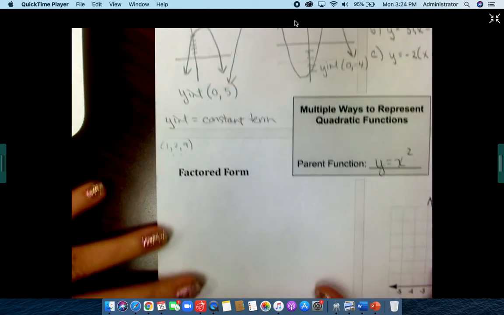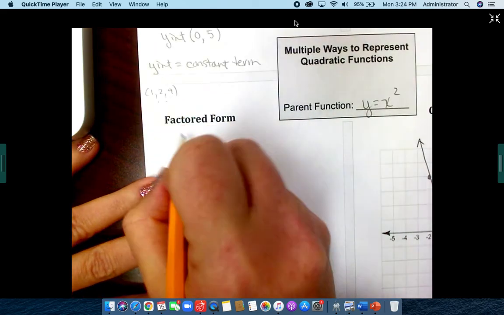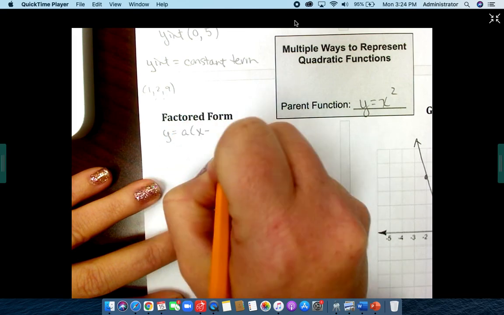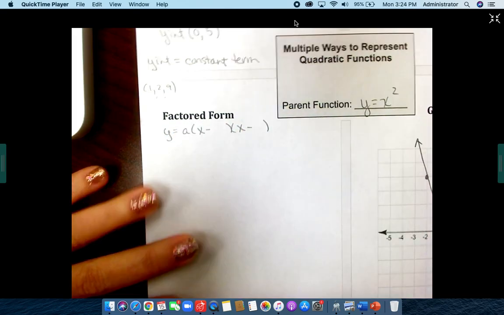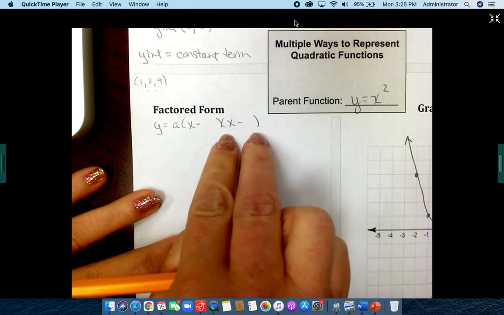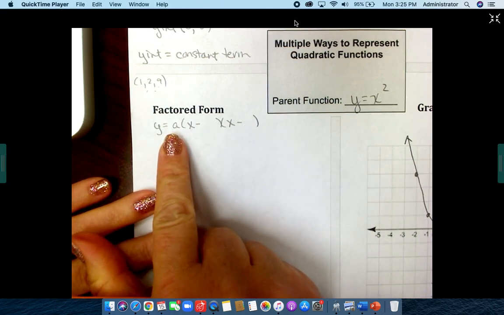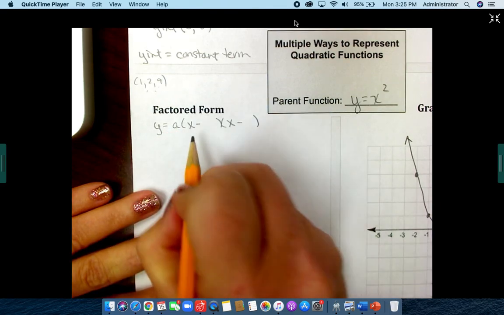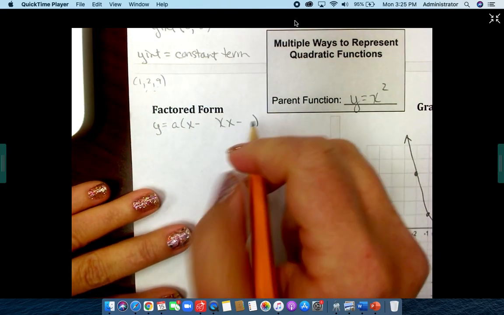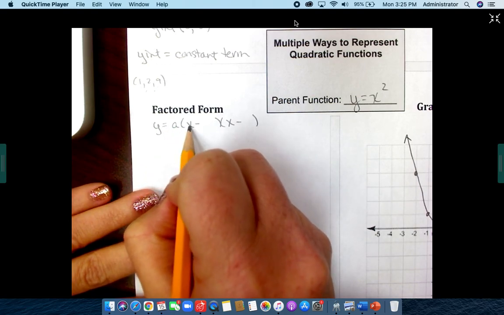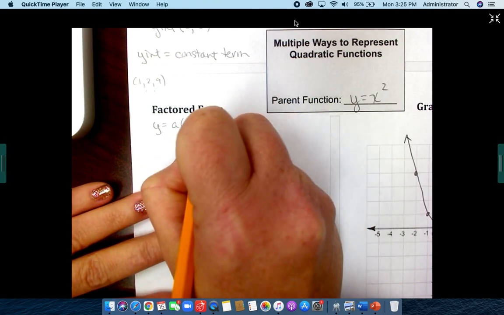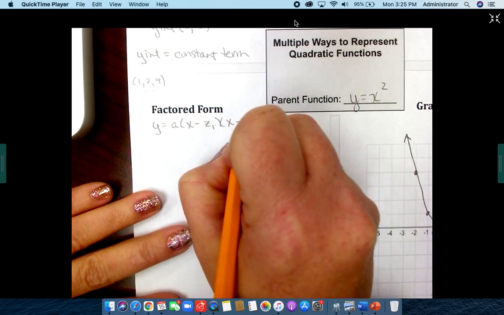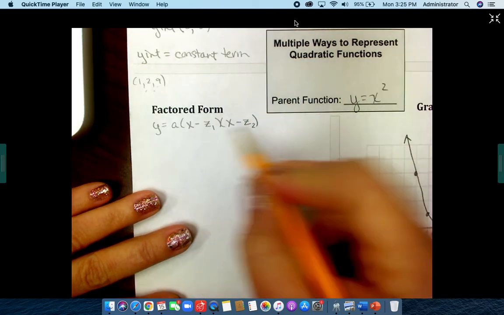The next form we're going to be working on is factored form. Well, we've already learned to factor. So if we see something that is in factored form, then we're most often going to see 2 sets of parentheses. We do have an a value. Sometimes if you don't see that number, it means it's an understood one. But I just want to go over the notation. So this is y equals a times the quantity x minus z sub 1 and x minus z sub 2, z for zeros.